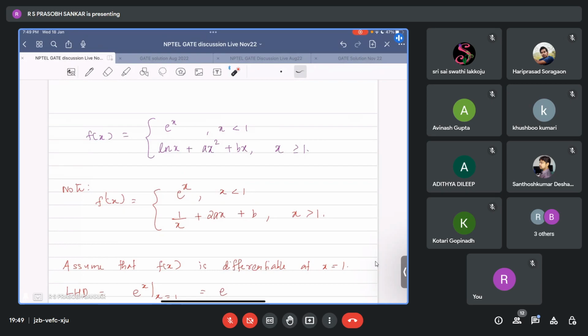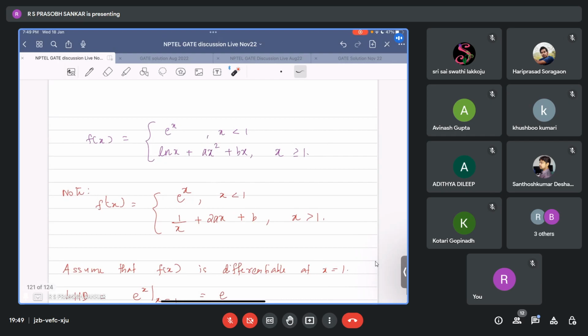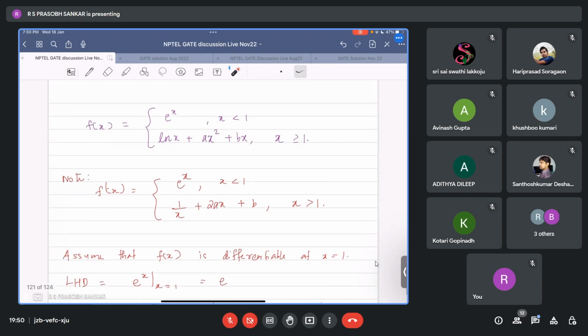The key here is that this doesn't tell us what happens at x equal to 1. If we see here, this is x less than 1, this is x more than 1. We don't know what happens at x equal to 1. That's the question. For all values of x other than x equal to 1, this function is indeed differentiable, and we can find the derivative like this. Now what we need to find is what happens at x equal to 1. So suppose, let us assume that it is differentiable.